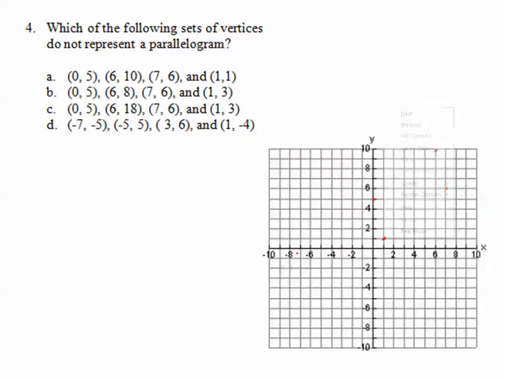Now what you need to make sure is that they're the same slope on each side. So here I go up 1, 2, 3, 4 and over 1. Here I go up 1, 2, 3, 4 and over 1. And then here I go to the right 1, 2, 3, 4, 5, 6, and up 1, 2, 3, 4, 5. So we do that with all of them, and we find out that this is the one that does not form a parallelogram.